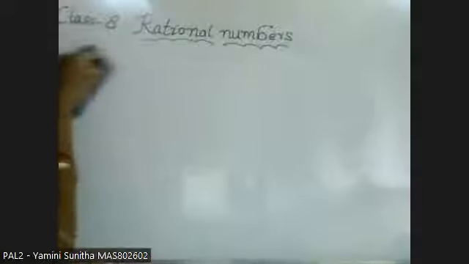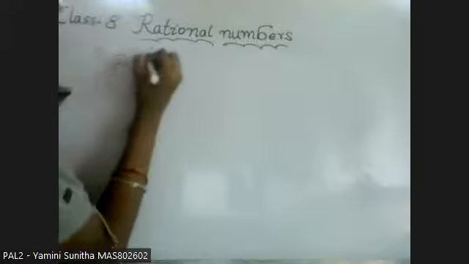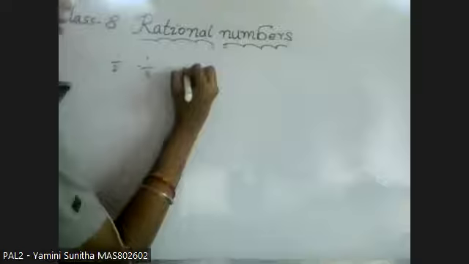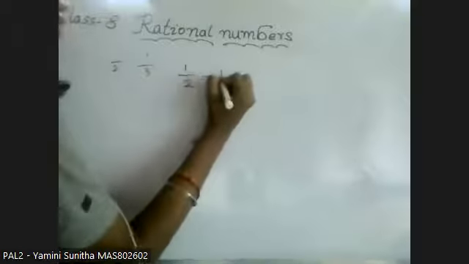Subtraction is the same. What is the meaning of subtraction? Addition of a negative number. So 1 by 2, let us take 1 by 3. Subtract these two numbers: 1 by 2 minus 1 by 3.